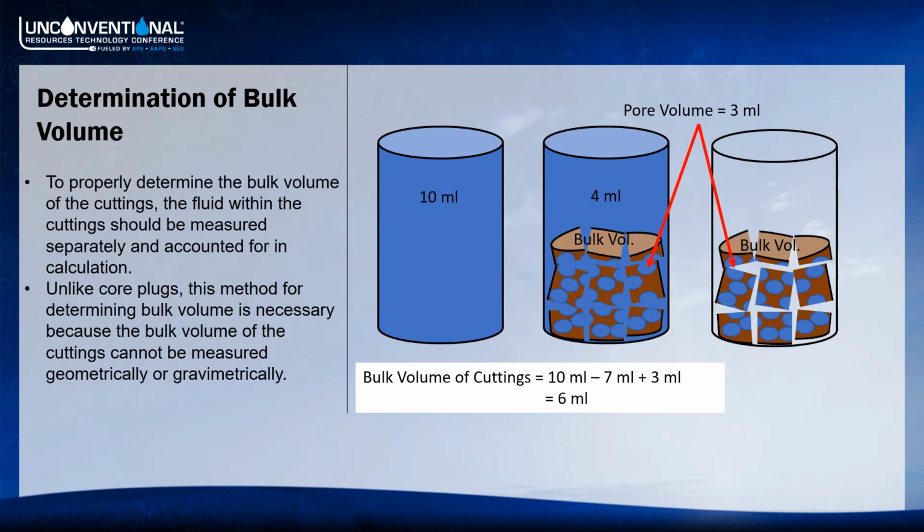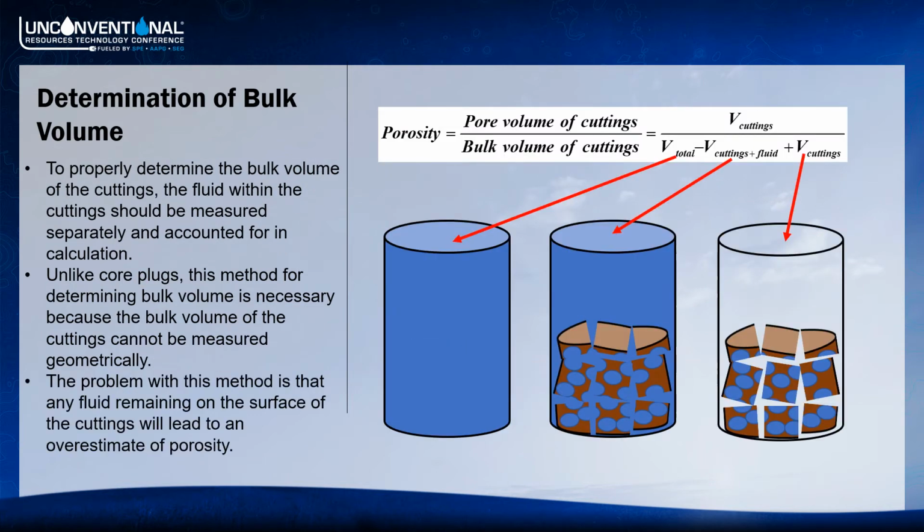So for cuttings, we require these three NMR measurements to determine bulk volume, namely the V total, which is our NMR invisible sample holder filled with fluid completely, fluid plus cuttings, and cuttings alone. With these three, we can then calculate the bulk volume of the cuttings. This bulk volume can then be employed in our original equation for porosity determination of cuttings.